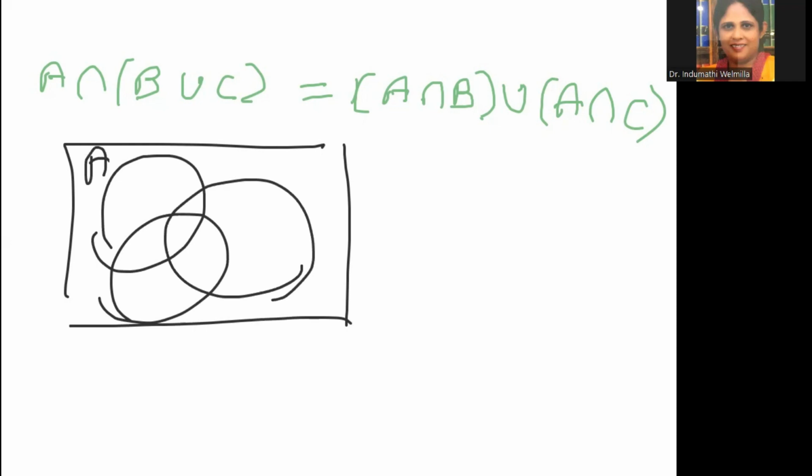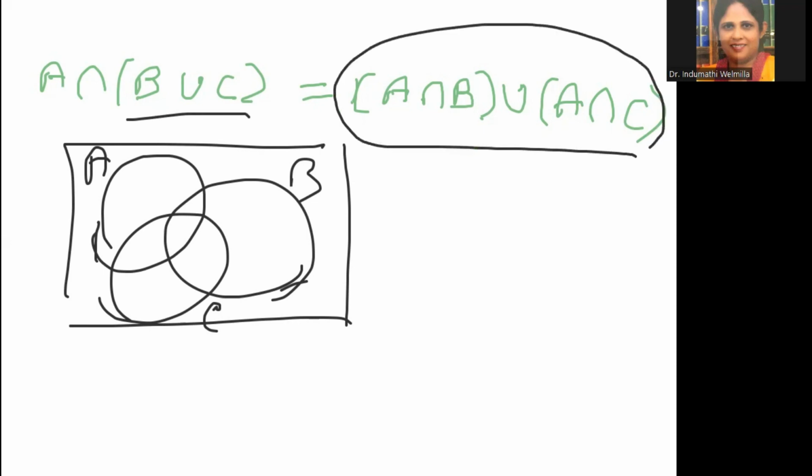This is A, this is B, and this is C. Okay, then first we have to show in our Venn diagram the part which is inside the bracket. Just I will do this part, right? Then you can understand very clearly.